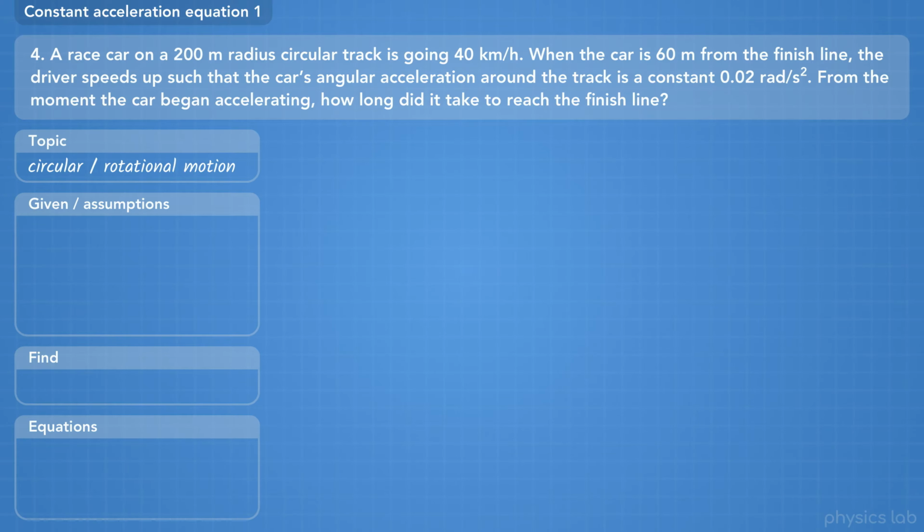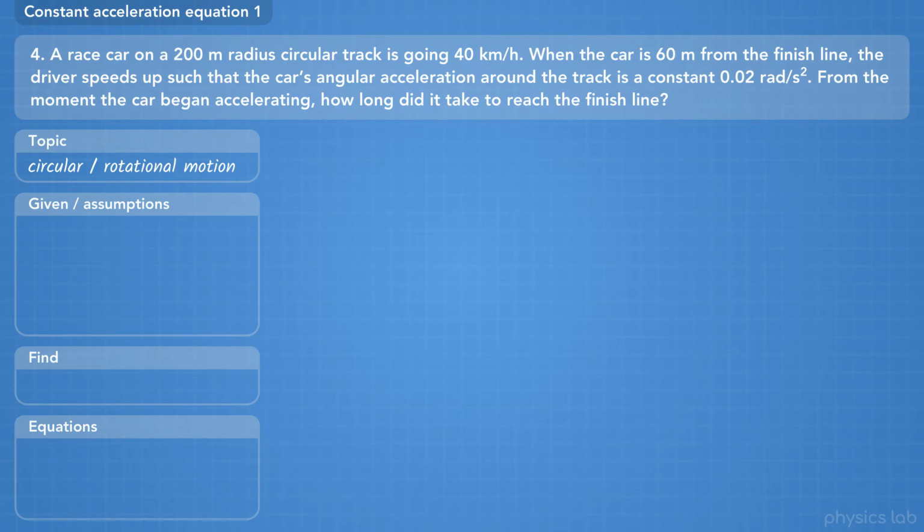A car on a 200-meter radius circular track is going 40 kilometers per hour. When the car is 60 meters from the finish line, the driver speeds up such that the car's angular acceleration around the track is a constant 0.02 radians per second squared. From the moment the car began accelerating, how long did it take to reach the finish line?